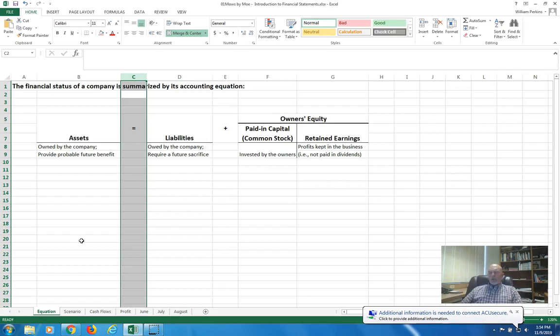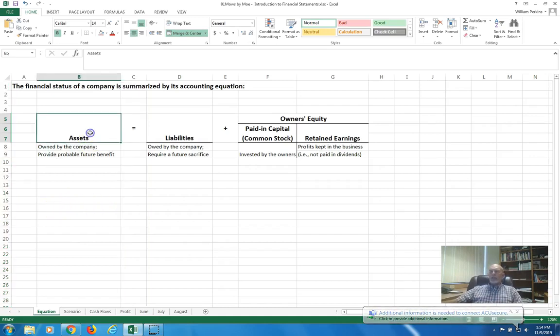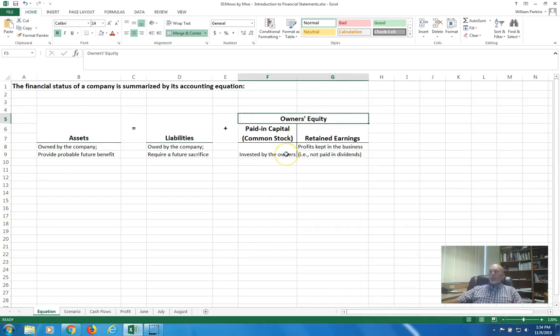Before we do that, I want to mention that when you're recording the financial information for a company, all of that information is contained within that company's accounting equation. The accounting equation, which is introduced on page 11 of the textbook, is assets equal liabilities plus owner's equity. And owner's equity consists of two components, paid-in capital and retained earnings.